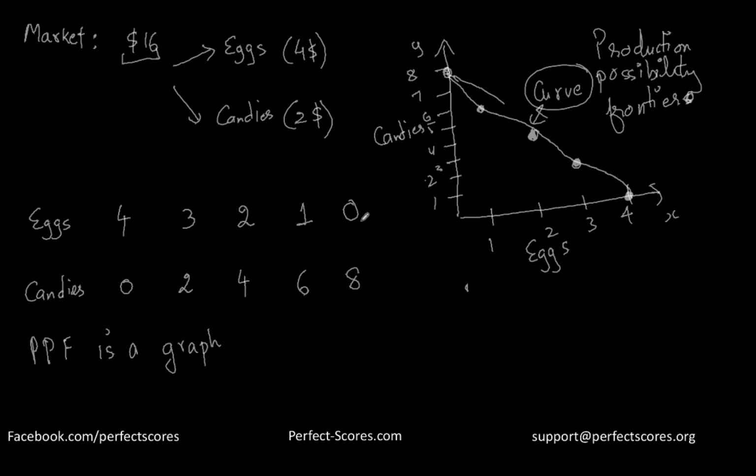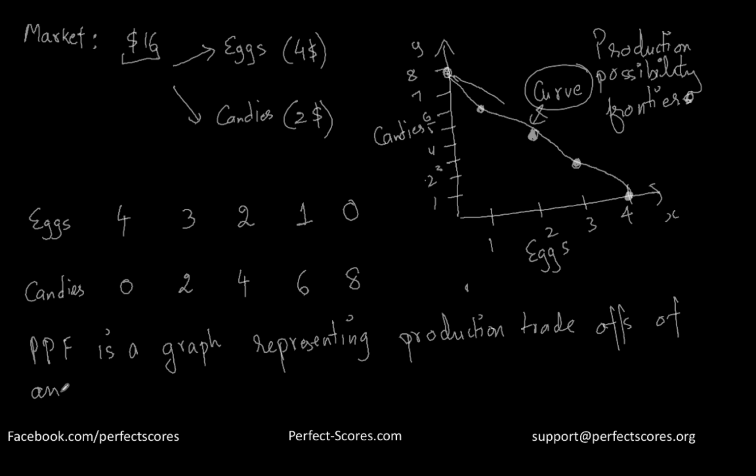It can have various shapes. We are also going to be talking about the shapes in a few minutes from now. So it is a graph representing production trade-offs of an economy, right? Of an economy or a firm or any institution, given the fixed resources.